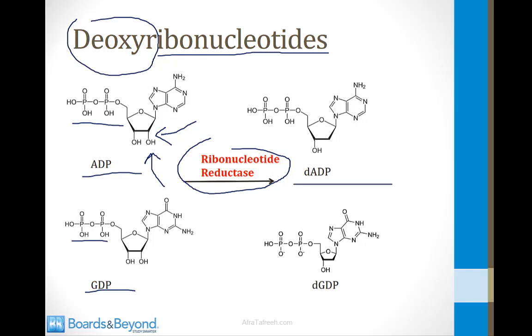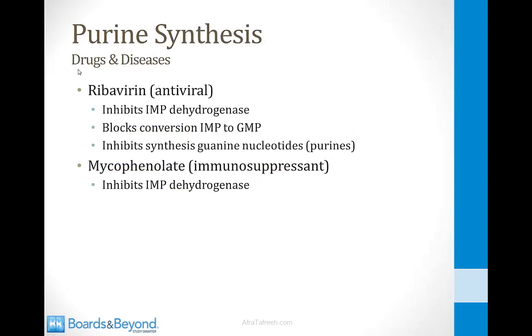For all the biochemical pathways that you will learn in medical school, you need to focus on the drugs and diseases that are involved in those pathways. And for the purine synthesis steps that we've discussed up to this point, there are 2 drugs that you need to know. The first one is ribavirin, which is an antiviral drug, and it inhibits an enzyme called IMP dehydrogenase. This is an enzyme that converts IMP to GMP. So ribavirin will inhibit this conversion, and this will blunt the synthesis of guanine nucleotides, which of course are purines.